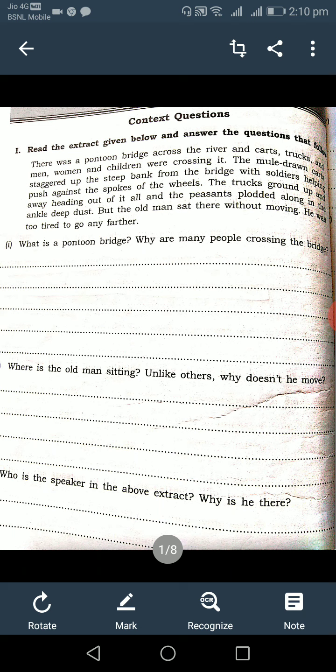Who is the speaker in the above extract? Why is he here? Now, my dear children, the speaker in the above extract is the unnamed narrator. You may note down the unnamed narrator. The name of the narrator is not told to us. This unnamed narrator is an army scout and he's the speaker. Next question, why is he there? Now, he was there because he was on a mission to cross the bridge and find out how far the enemy had advanced.